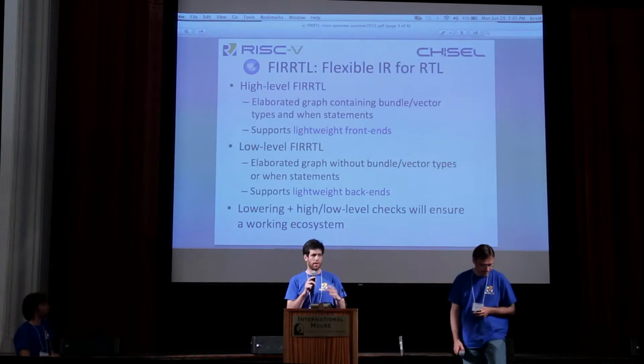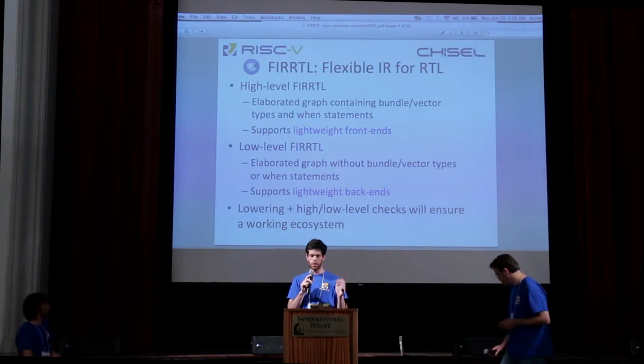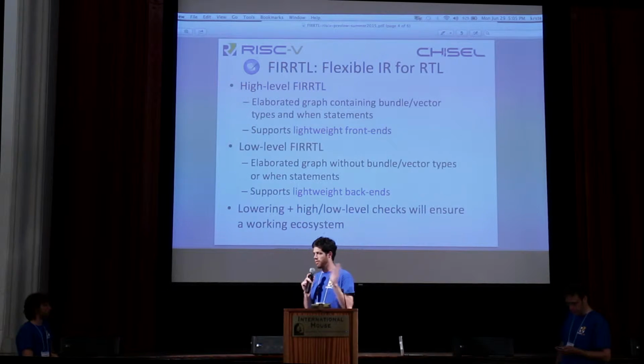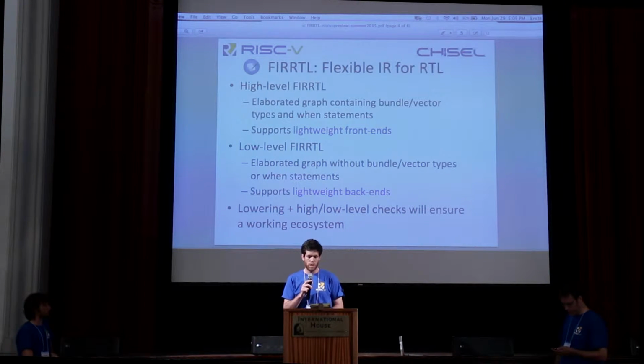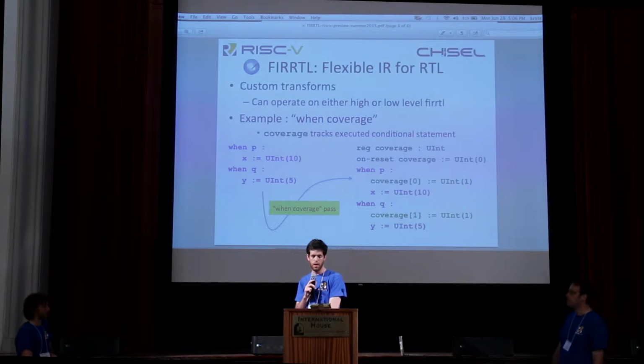It's divided into one big IR, which we call the high-level Fertile, and that enables you to make a lightweight front end to generate these high-level constructs. Then there'll be some standard compiler passes which will translate these into simpler constructs within the same IR, and that can support lightweight backends. So you have a funnel where you take in more complex stuff and simplify it so that you have a lightweight backend.